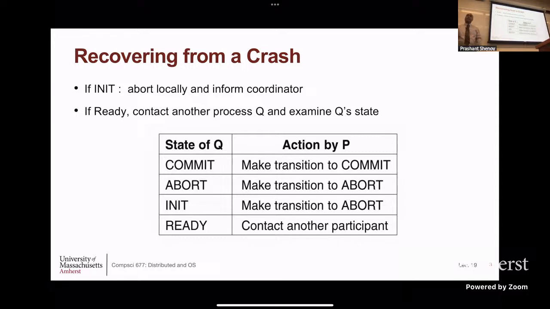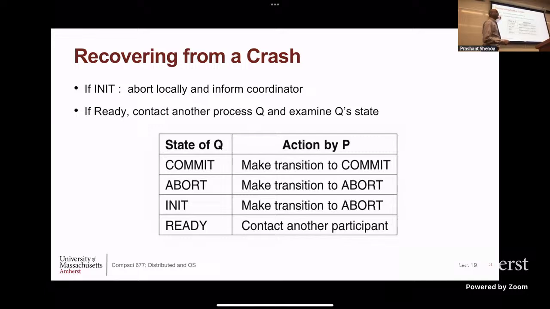For example, a participant crashes and then comes back up, and then it finds itself in the init state. So it has not even made a vote. It can then actually vote and tell the coordinator to abort, for example, because if it's in init state, the coordinator could not have received its vote, so no decision would have been made.